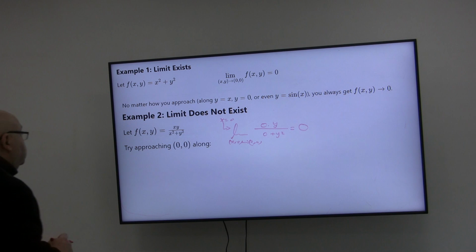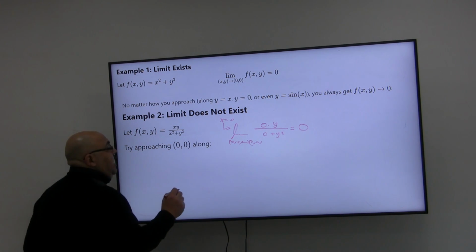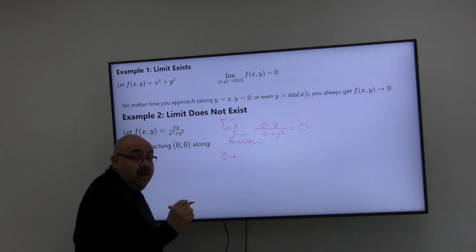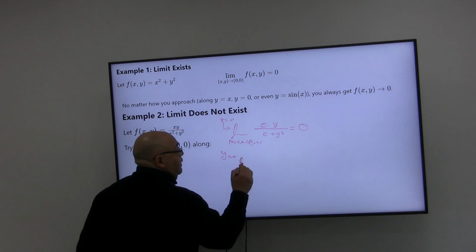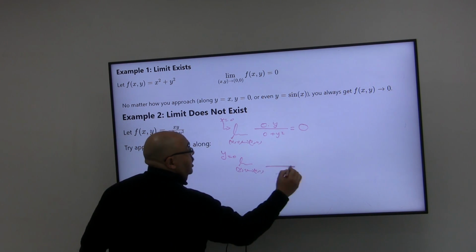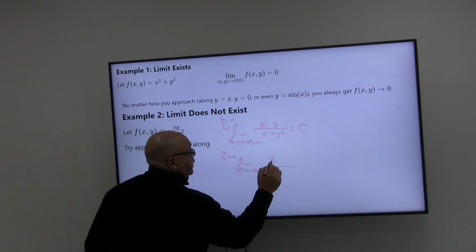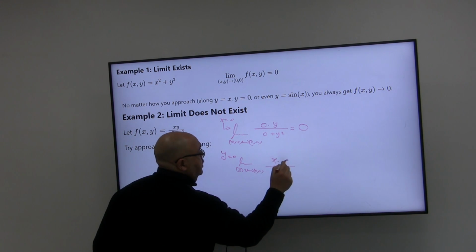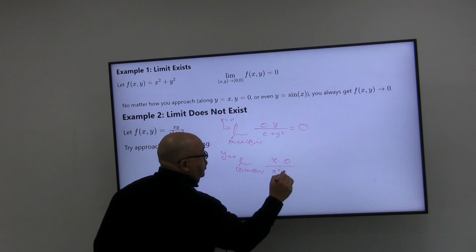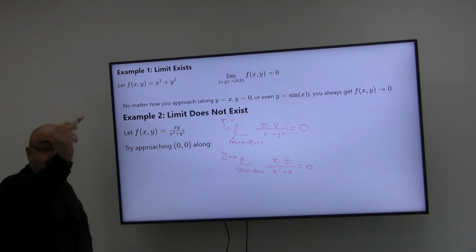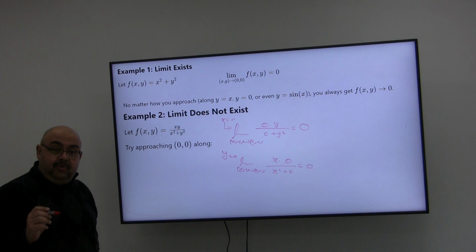Now let's try to do it using the x-axis. On the x-axis, y will equal 0. Right? Let's go. So the limit as x, y tends to the origin, I have x times 0 over x squared plus 0. The result will be, you have two paths and both of them are equal to 0.